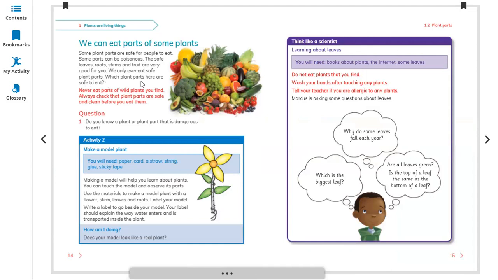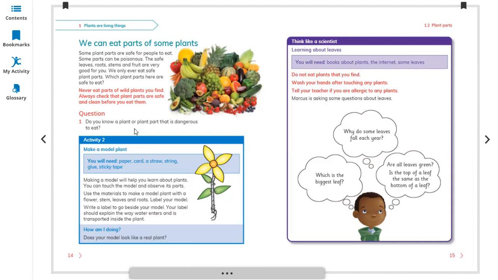Which plant parts here are safe to eat? You can see here broccoli, grapes, mango, orange, papaya, cucumber, strawberry, cherry, a lot of things here. Never eat parts of a wild plant you find. Always check that plant parts are safe and clean. Obviously, any fruit or vegetable you're eating, wash it carefully and then you can eat it.